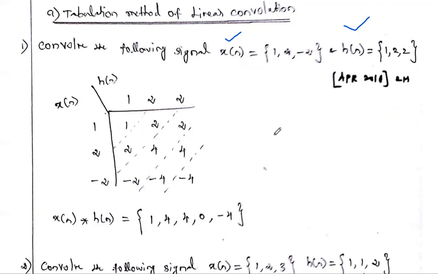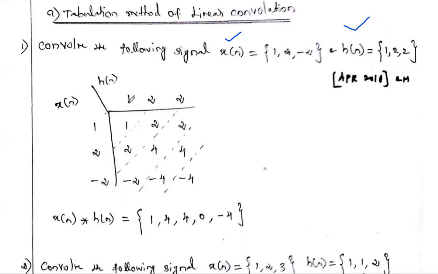Since the convolution sum obeys the commutative property. What is commutative? X of n convolution with h of n gives the same result as h of n convolution with x of n. So you may write one sequence on one side, another sequence on the other side.